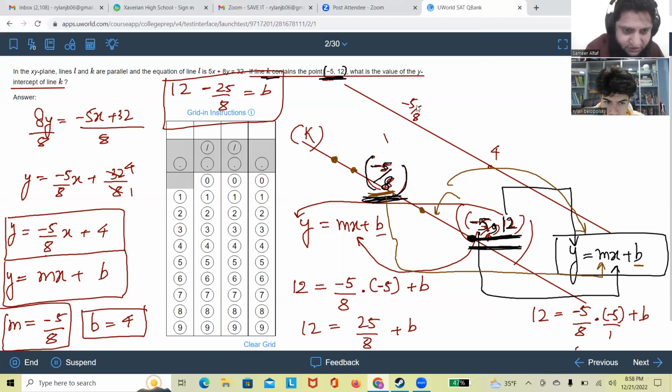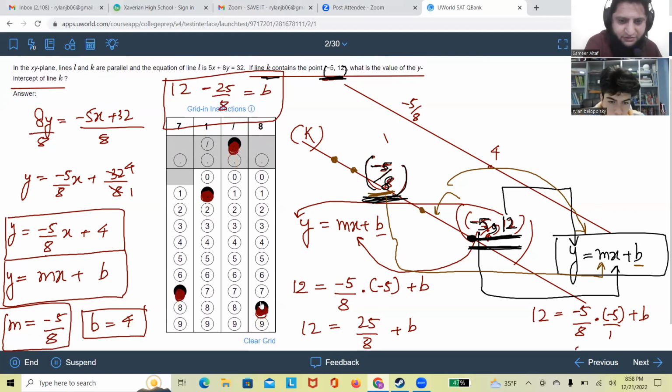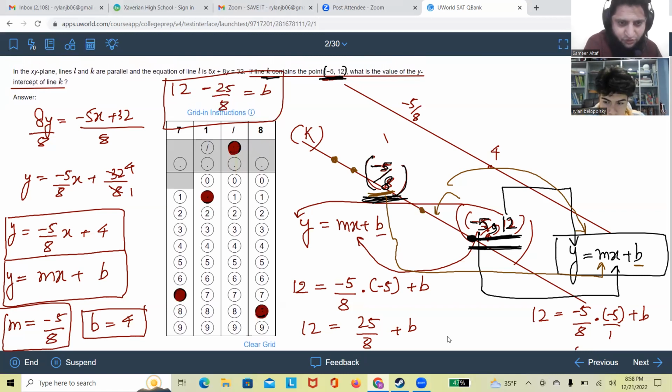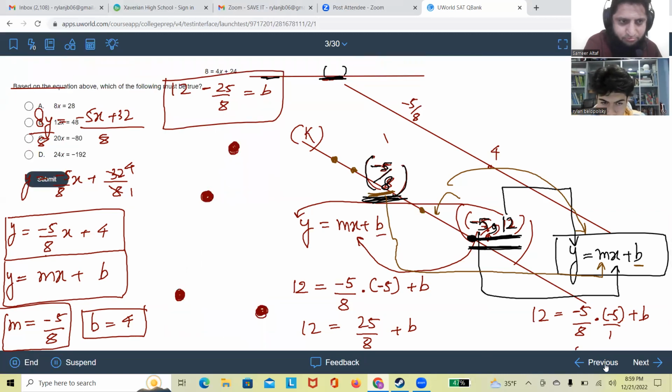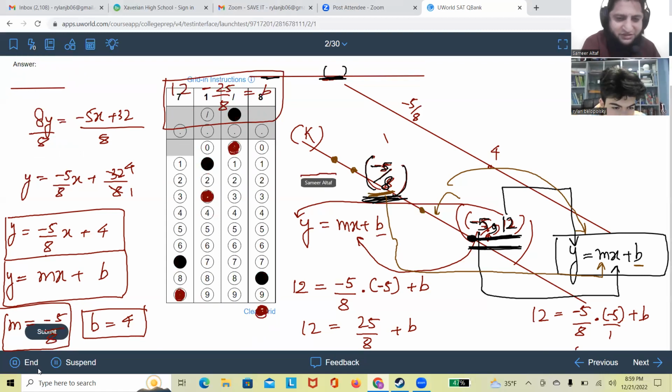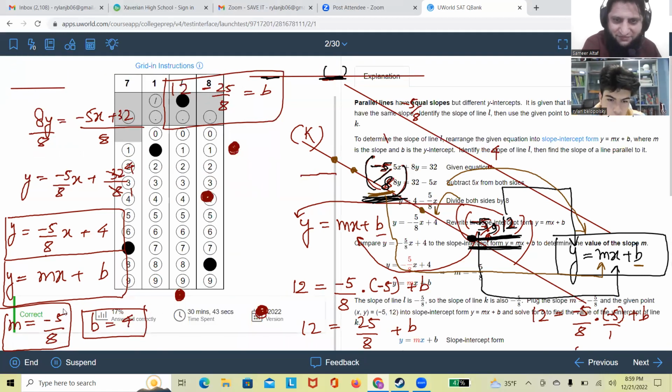So what you can do here is simply write 71 over 8. Okay. Is that correct? Hold on. I think I clicked this. Oh wait, no, never mind. No problem. This is correct. Yeah, it's correct.